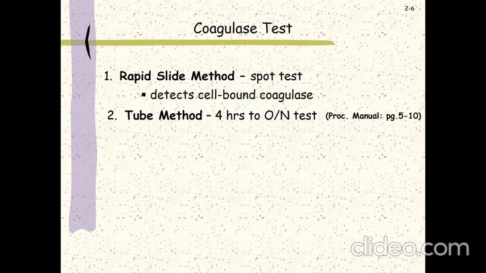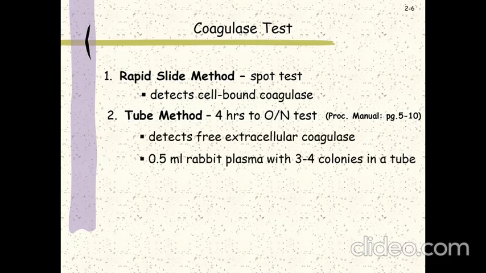So 4 hours to overnight for this test. And what we're going to do with this one is we're going to mix about 1/2 ml of rabbit plasma with 3 to 4 colonies, put it in a tube, and we'll incubate this overnight at 37 degrees Celsius, because we want that to be as close as we can get to body temperature to try and mimic that environment that they like.